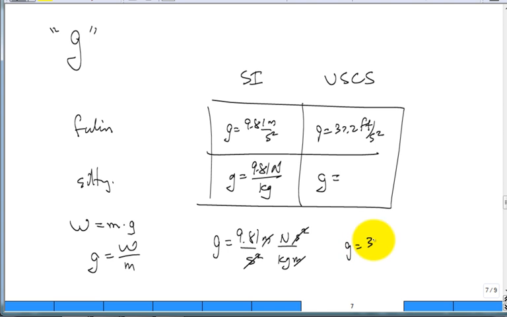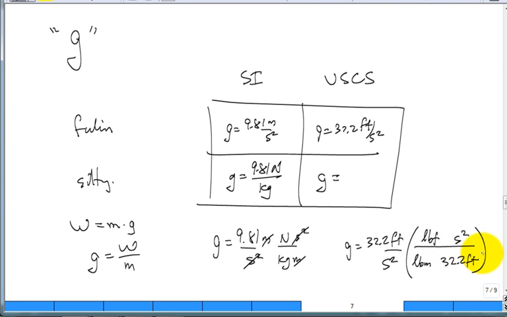G is equal to 32.2 foot per second squared. I need to multiply by 1. I need to multiply by a great unit conversion factor. The great unit conversion factor is 1 pound mass at the surface of the Earth. If you let it fall, it will experience 32.2 foot per second squared of acceleration, and 1 pound mass put on a scale on the surface of the Earth will register 1 pound force weight. Hence, we get rid of the foot, we get rid of the second squared, we get rid of the 32.